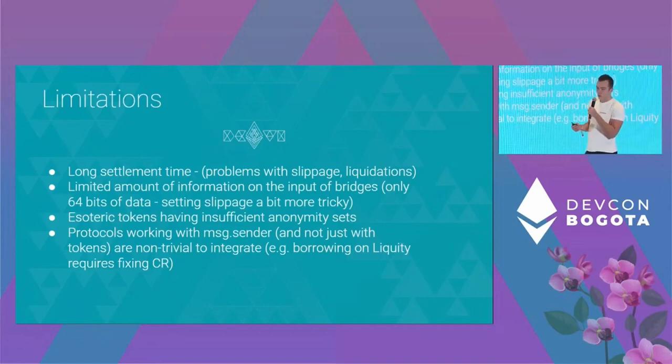But when the protocols work specifically with message sender, which can be, for example, when we are borrowing LUSD from Liquity, it's pretty complicated to do the implementation. How we've solved it is that we deploy multiple bridges and each bridge has a fixed collateral issue. If the bridge was close to being liquidated, the user can't add more collateral, but the user can always repay the debt and exit. So even though there are limitations, usually there is some way to work around them.